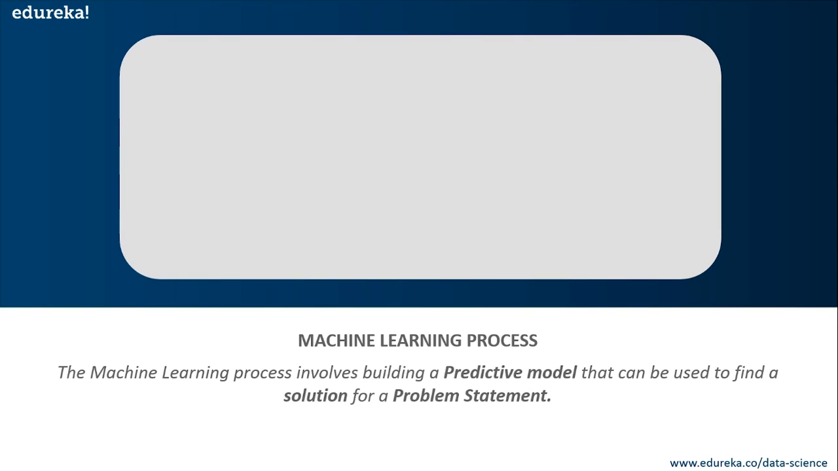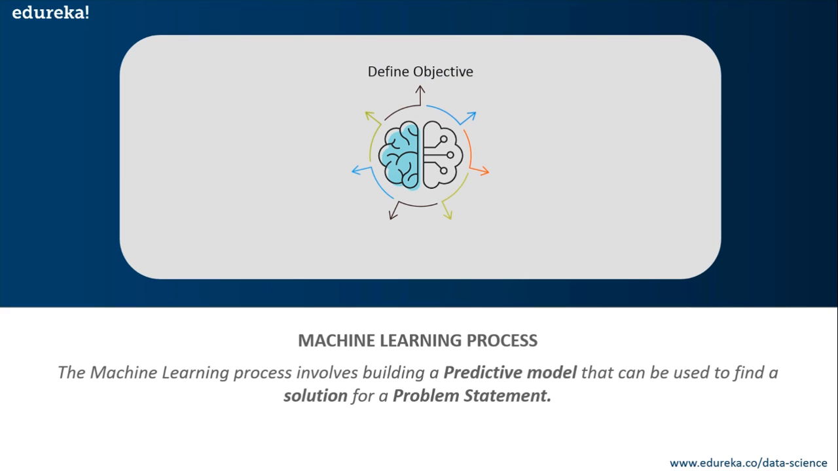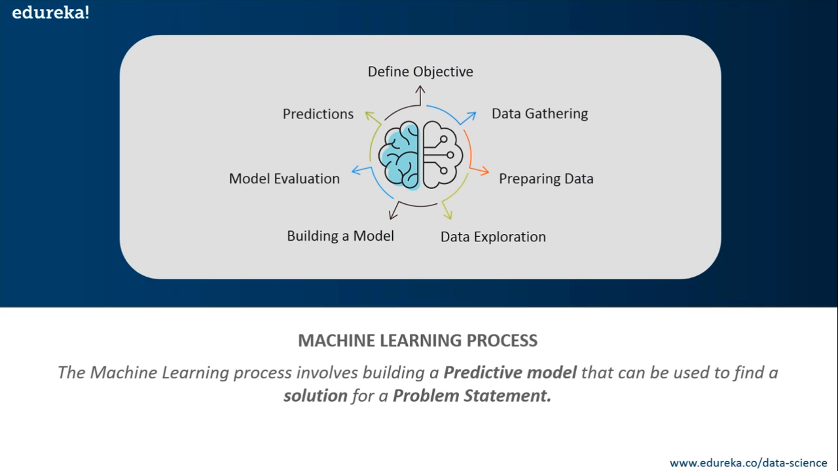So first of all, let's define the different stages or the different steps involved in the machine learning process. A machine learning process always begins with defining the objective or defining the problem that you're trying to solve. Next stage is data gathering or data collection. The data that you need to solve this problem is collected at this stage. This is followed by data preparation or data processing. After that, you have data exploration and analysis. The next stage is building a machine learning model. This is followed by model evaluation. And finally, you have prediction or your output.